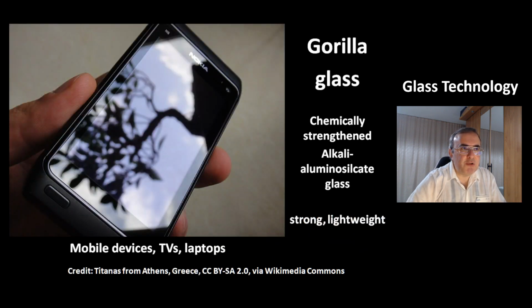This is a picture of Gorilla Glass. That's chemically strengthened alkali aluminosilicate glass. It's strong and lightweight. Gorilla Glass is used for mobile devices, TVs, and laptops.